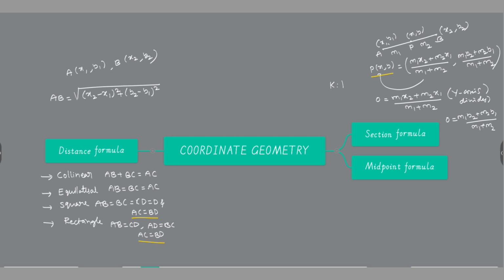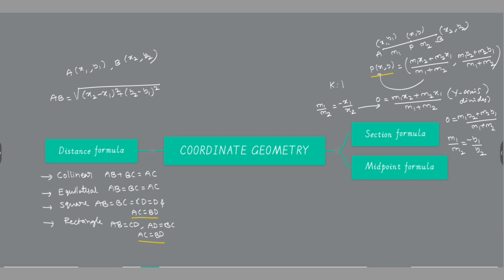So in short form, if it is objective, you can remember m1 by m2 is equal to minus x1 by x2. Similarly, for the x-axis, m1 by m2 is equal to minus y1 by y2. So this formula we can use to find out the ratio in which the y-axis divides, how the x-axis divides.